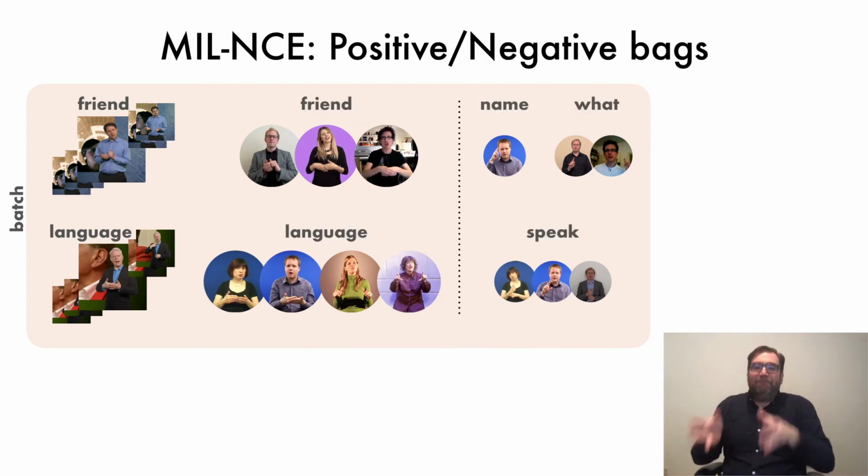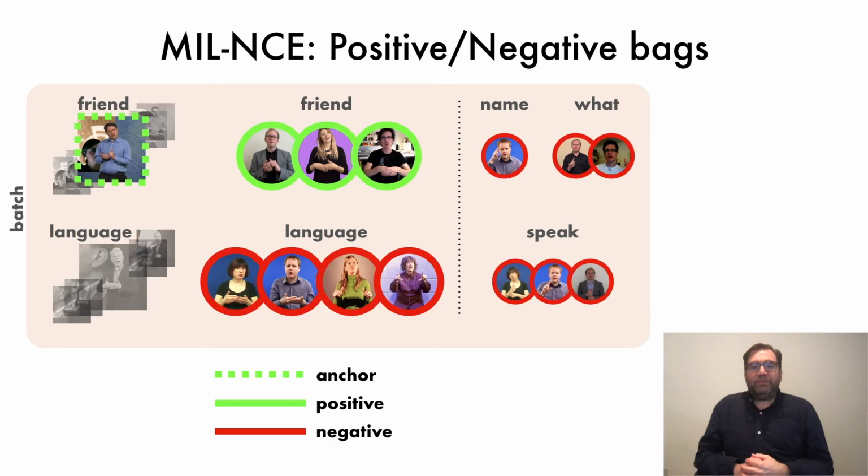Positive and negative bags are formed between the continuous signing and dictionary videos within the batch using 4 different anchors. We will next go through one of these cases. For example, for anchoring on the continuous signing segment labeled as friend, we define a positive bag as dictionary videos corresponding to the sign friend, and make all other dictionary videos in the batch negatives. Please refer to the paper for details on the remaining anchor definitions. The embedding network is trained using MIL-NCE on millions of such positive and negative bags.